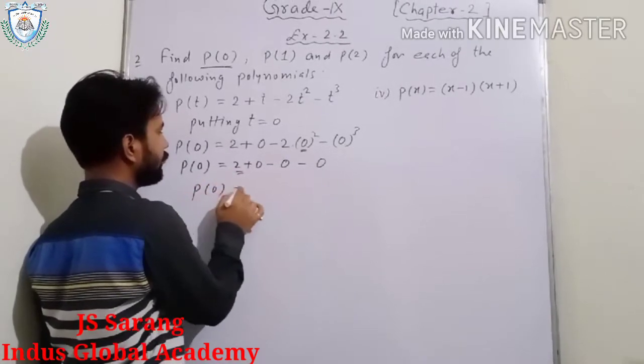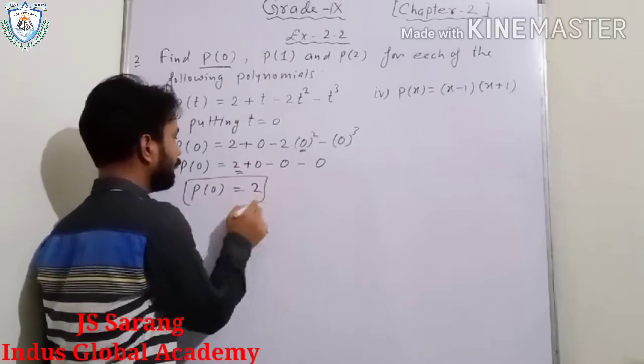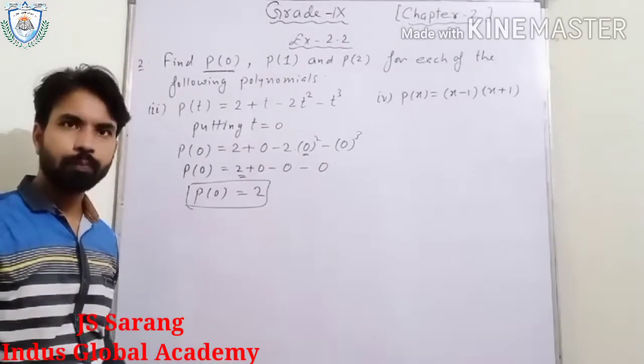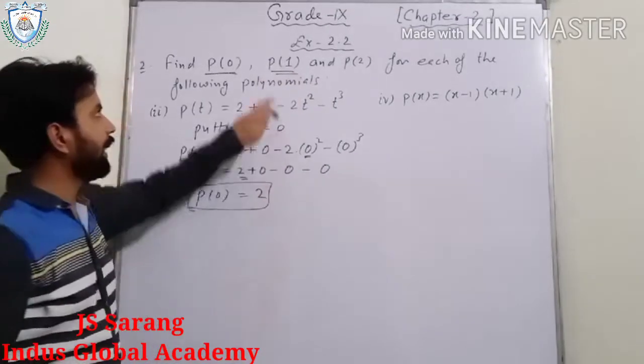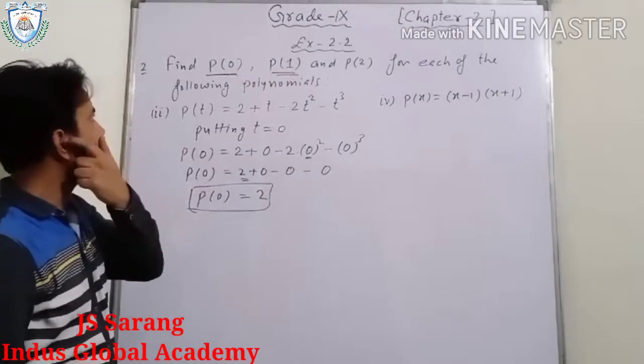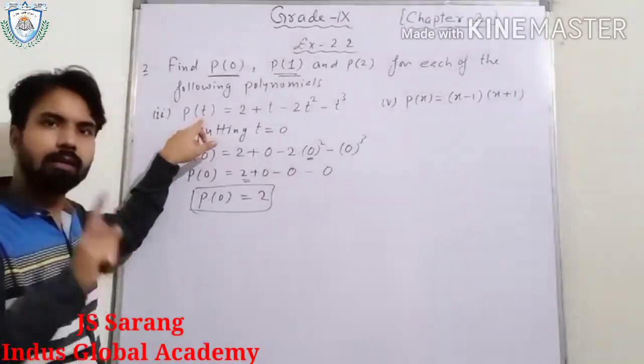So p0 equal to 2. So the value of p0 is 2. Clear? Now we have to find p1. So for finding the value of p1, we will have to substitute the value of t as 1.